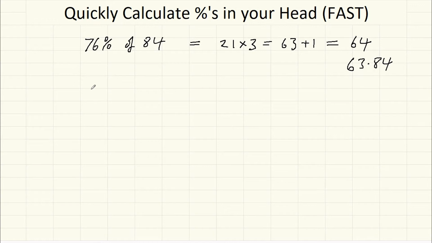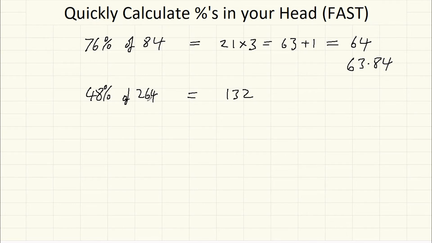Let's try an approximation of 48% of 264. Okay, what do you think this is? Well, 48% is around about a half. So we'll start off by halving 264, and that's 132. But it's a little bit less. So how much are we going to take off?